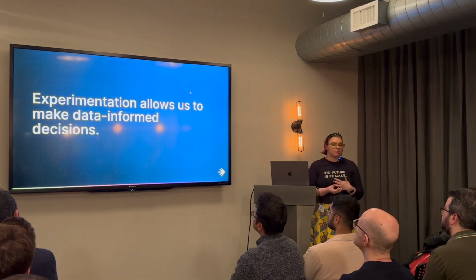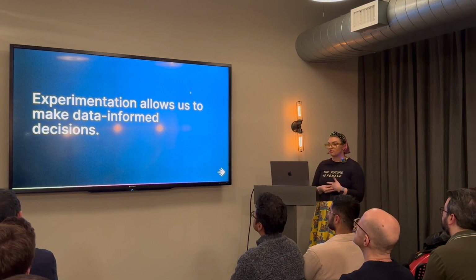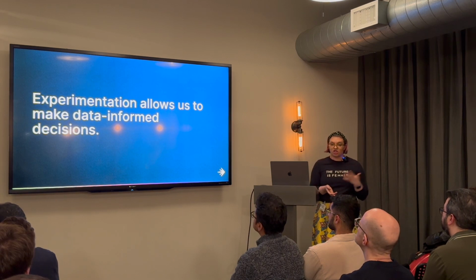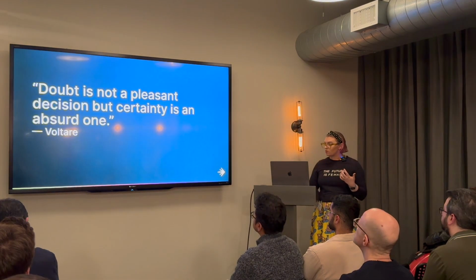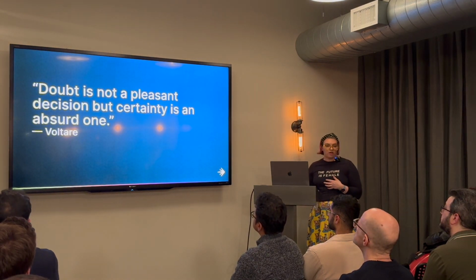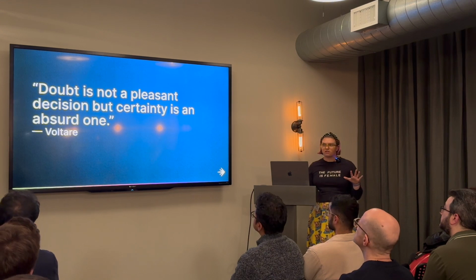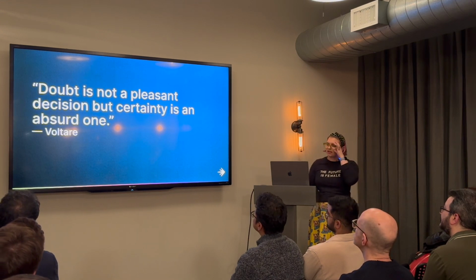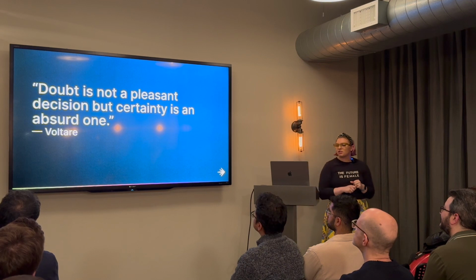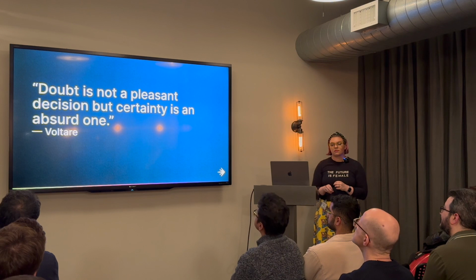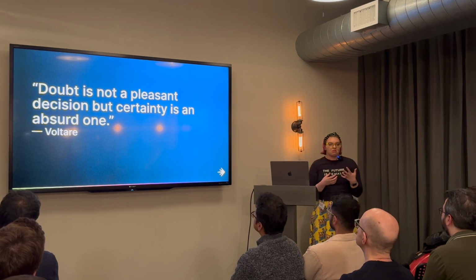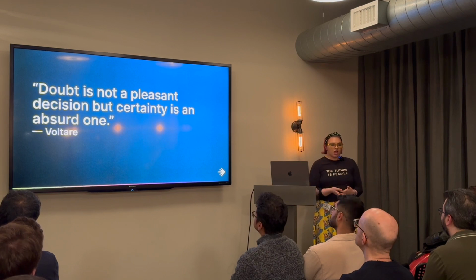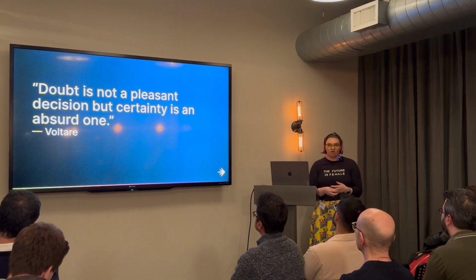Experimentation allows us to make these data-informed decisions. Is A better than B? Should we invest in this or that? Now, we'll get a little philosophical. We'll throw some philosophy in. Doubt is not a pleasant condition, but certainty is an absurd one. When you're making a decision or choosing to develop or not develop a new feature, you're never going to be 100% correct in what you know. There's always going to be that error of doubt.